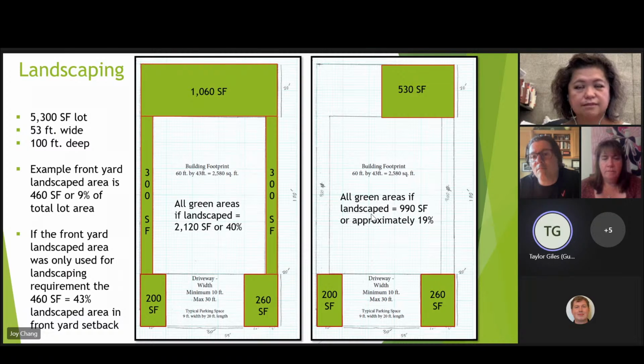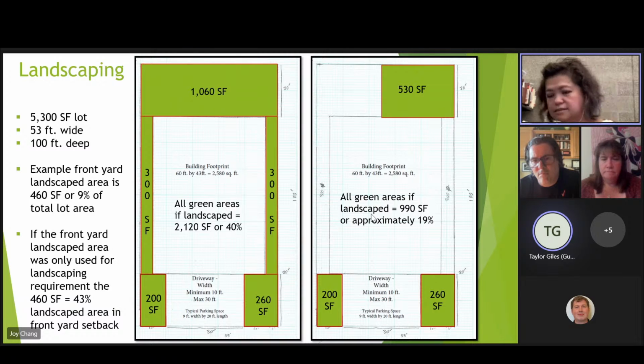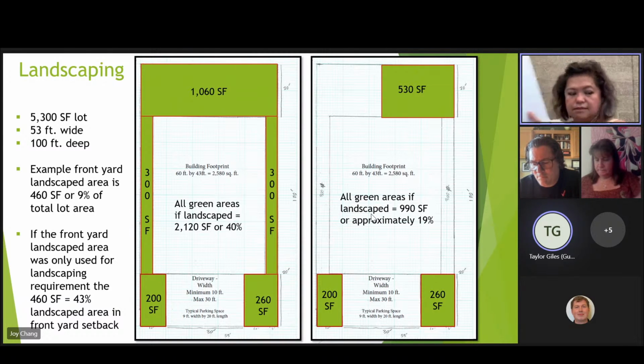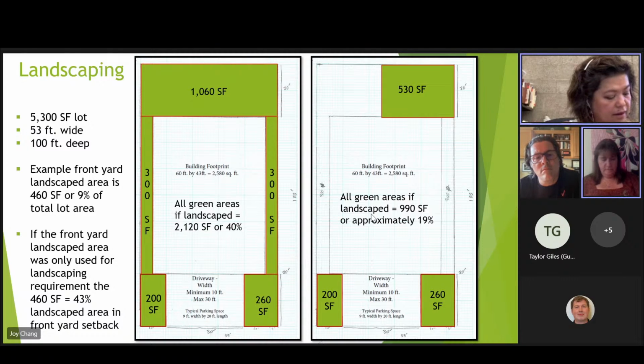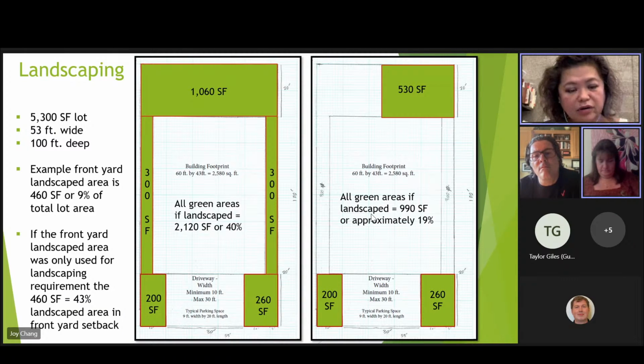Is there a definition of landscaping? If I wanted to do a drought-tolerant garden or southwestern desert motif, is that acceptable? Or are we just saying it can't be paved? I am currently looking at that, so let me look at my code.